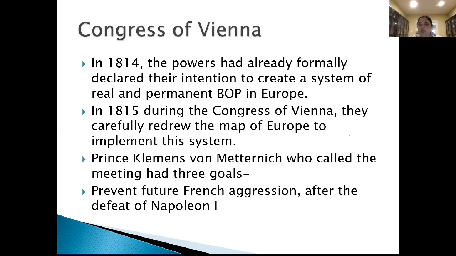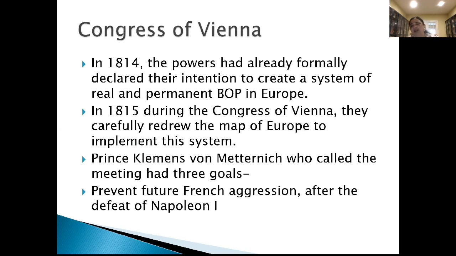Now the Congress of Vienna, which was, as most of you know, signed in 1815, is seen as the beginning of international relations. In 1814, the powers had declared formally the intention to create a system of real or permanent balance of power in Europe. Meaning, as I said, a more organized, from a decentralized ad hoc system to a more organized hierarchical system. In 1815, during the Congress of Vienna, they carefully redrew the map of Europe to implement this system. Prince Clemens von Metternich, who called for this meeting, had 3 goals.